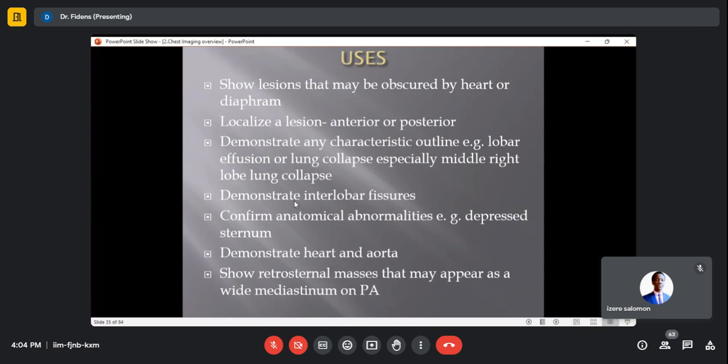confirm anatomical abnormalities, depressed sternum, in case of trauma maybe, demonstrate heart and the aorta, you have seen, show retrosternal masses, mediastinal masses, that may appear as wide mediastinum on a PA. If you do a frontal view and you see that the mediastinum is widened, you can do a lateral view to see where the mass is really located, okay? So lateral view is very important also.